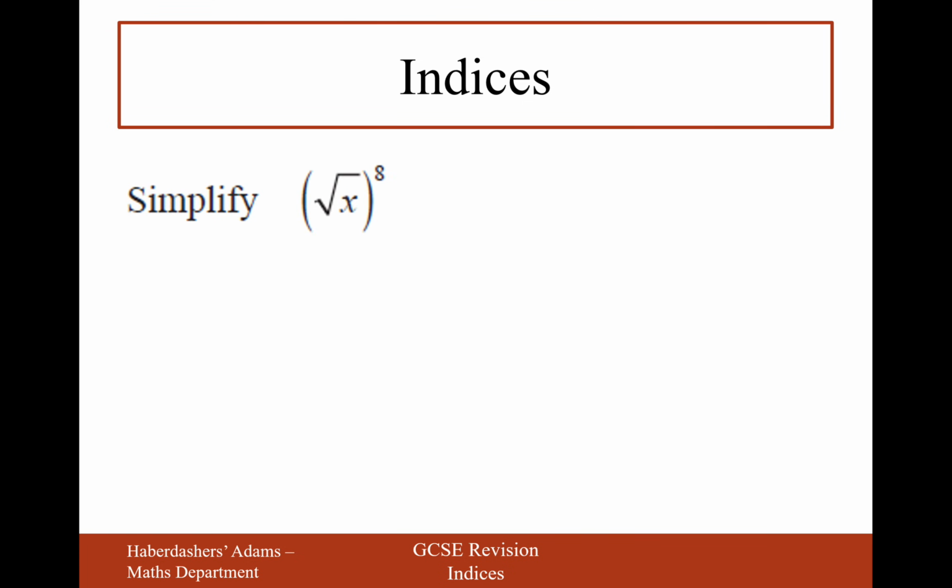Moving on to the next one, pause the video and have a go at this one. Okay, a difficult question this one. What we've got to remember for this one is that the square root of x can be represented as a power of a half. And once we've got that breakthrough, it's now just a half times 8, which is 4. So there we are, it's x to the 4.